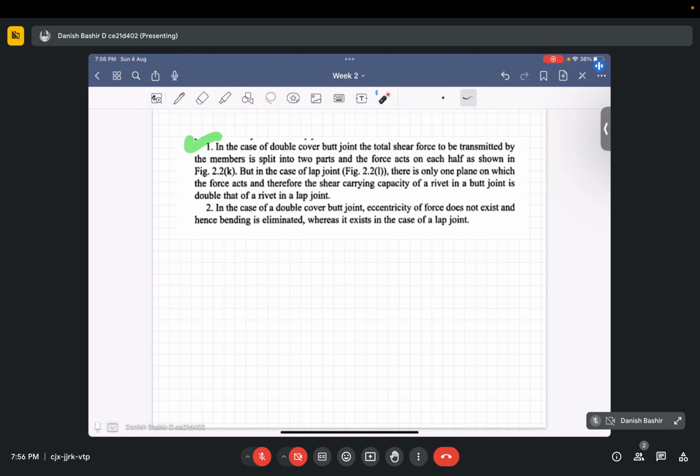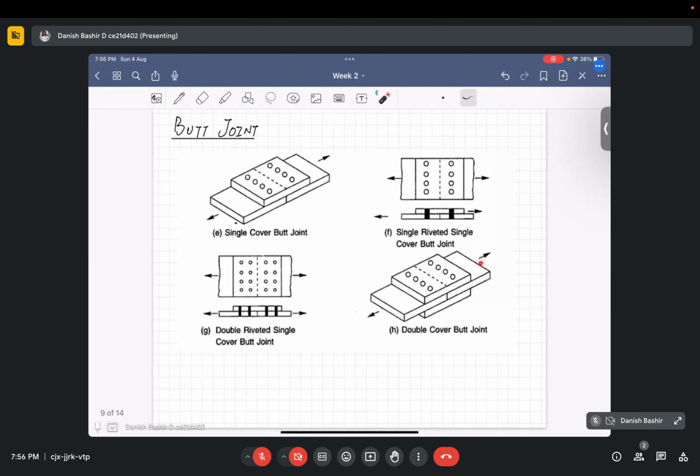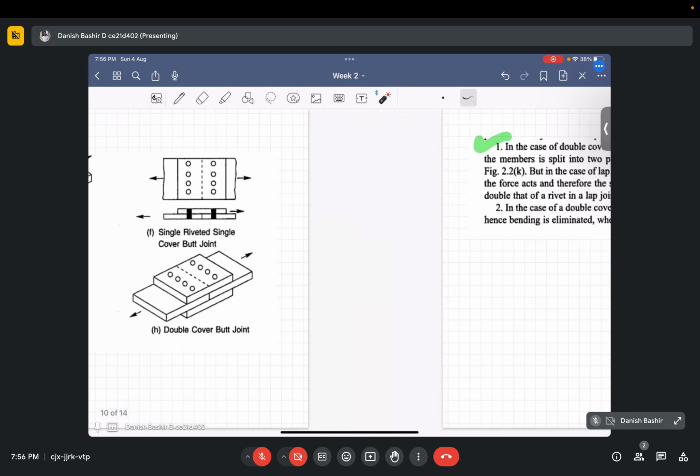And one more thing: in case of a double cover butt joint, eccentric force does not exist and hence bending is eliminated. If you see here, there is no eccentricity in the force. Both forces are in the same line, so E equals 0, so there is no bending. M equals 0. That's why we prefer this type of joining.